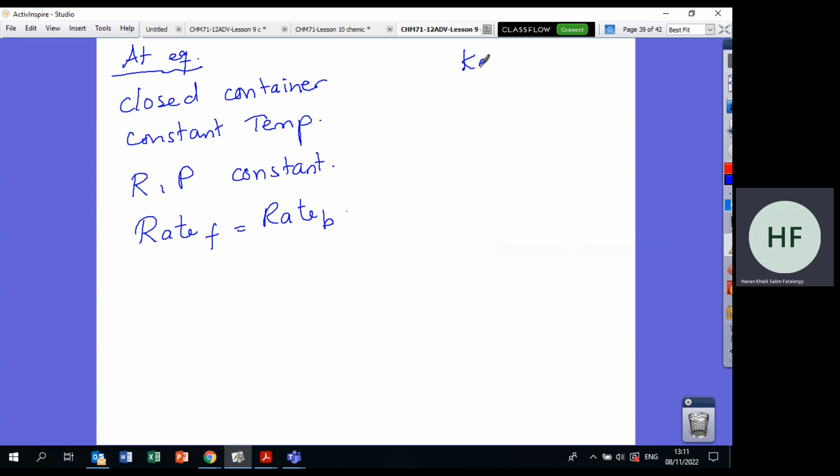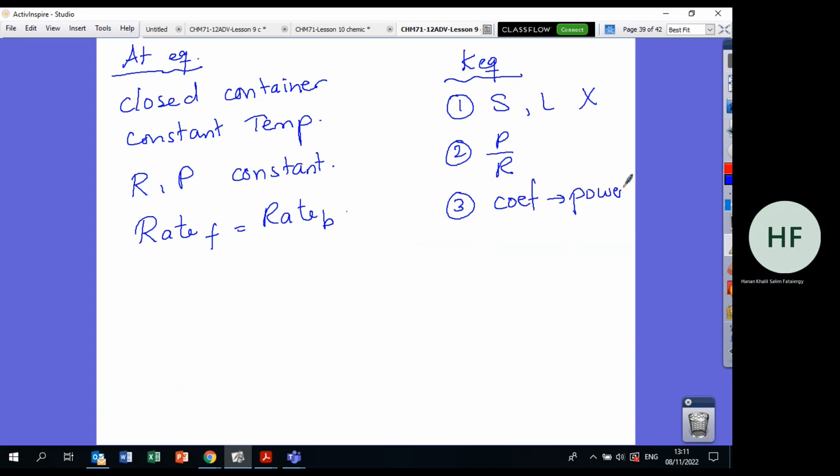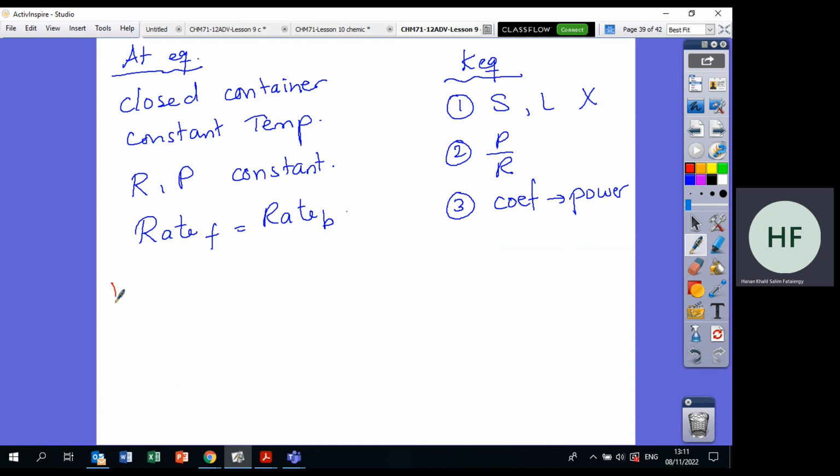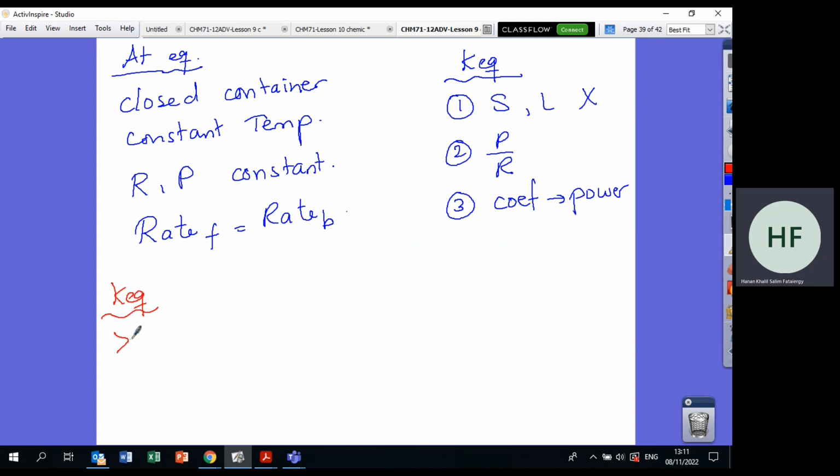Now, how do we calculate Keq? For Keq, number 1, cancel solid and liquid. Number 2, products over reactants. And number 3, if there are coefficients, you make them powers. Okay, now if Keq is more than 1, less than 1, or equal to 1: if Keq is more than 1, this means products are more than reactants. Keq less than 1 means products less than reactants. Keq equal to 1 means products equal reactants.